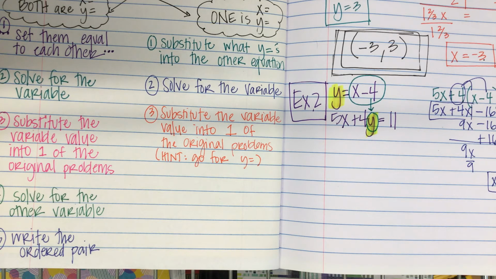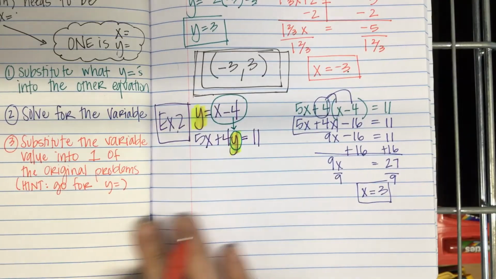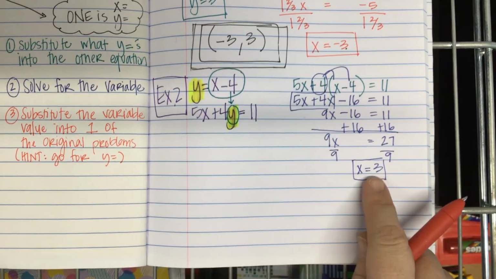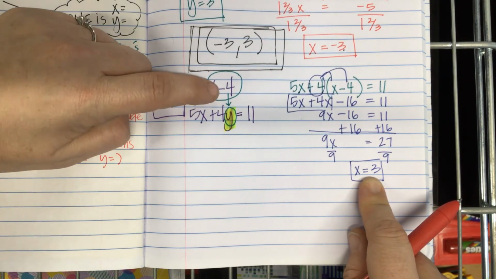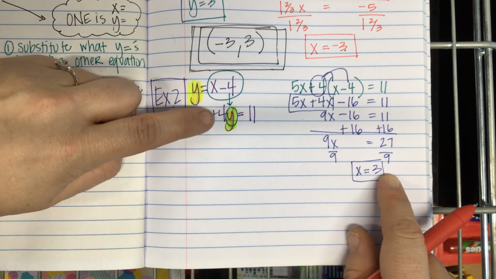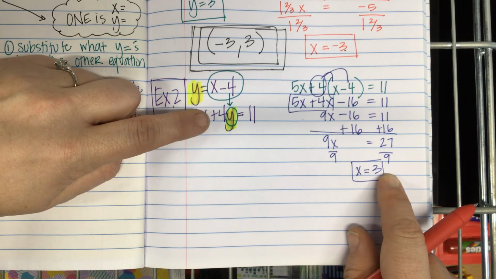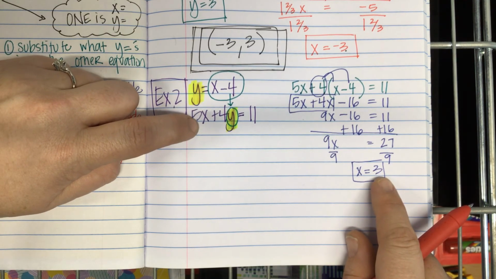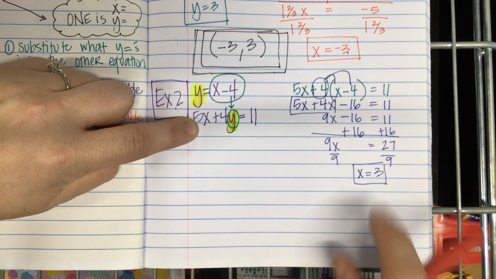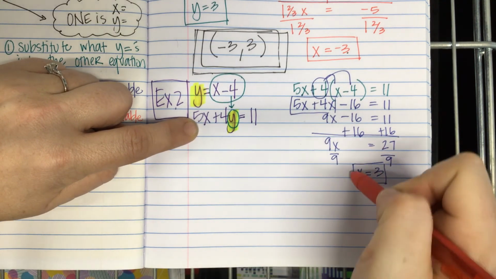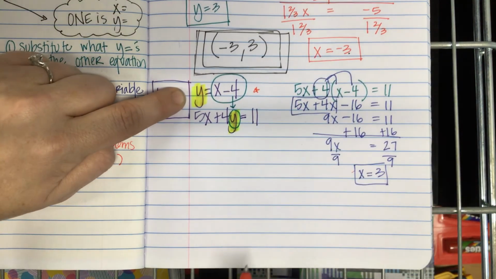Substitute the variable value, whatever you figure out the answer is, take that answer and put it back into one of the original problems. For example, my answer over here was x equals 3. So I can go up to this equation and replace x with the number 3, or I can go down to this equation and replace x with the number 3. Doesn't matter which one, I'm going to get the same answer no matter what, as long as your math is sound. But if you pick this guy, it's less work.